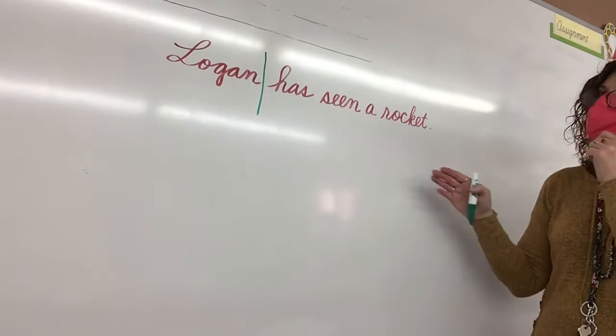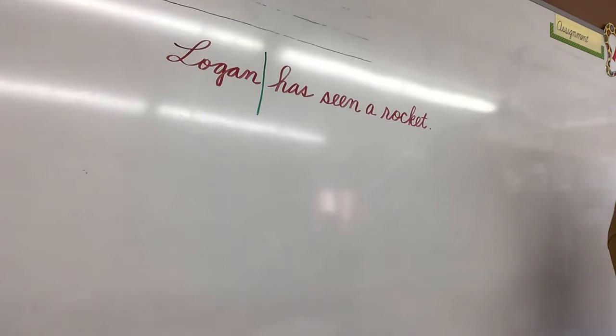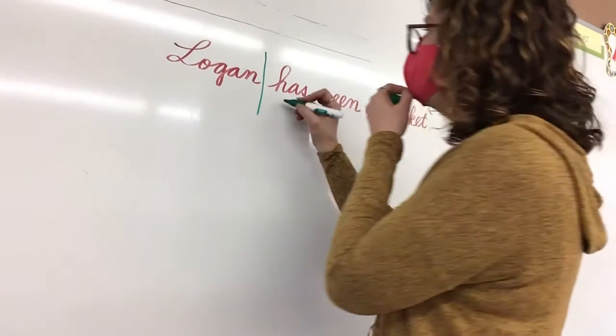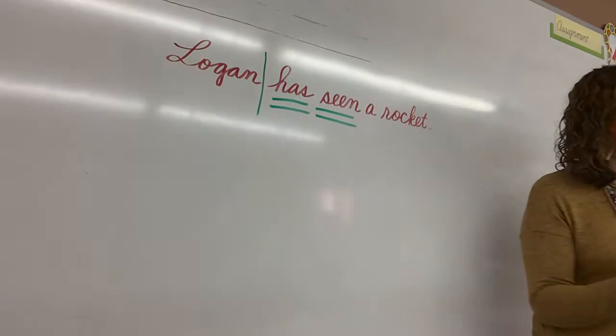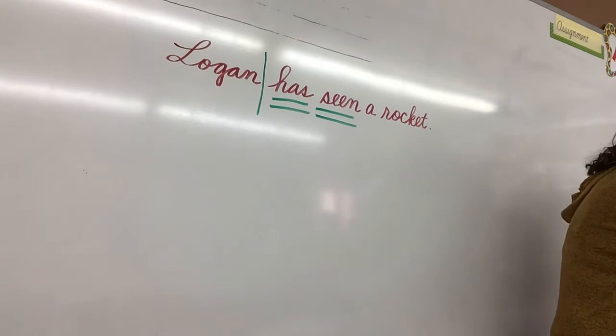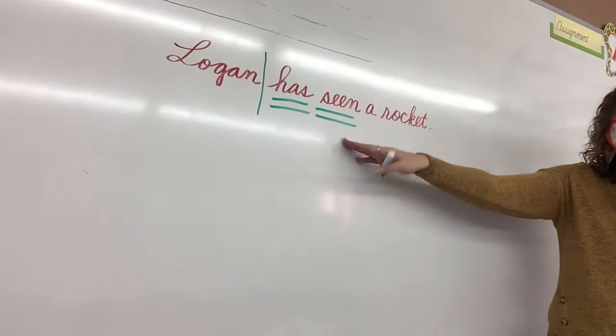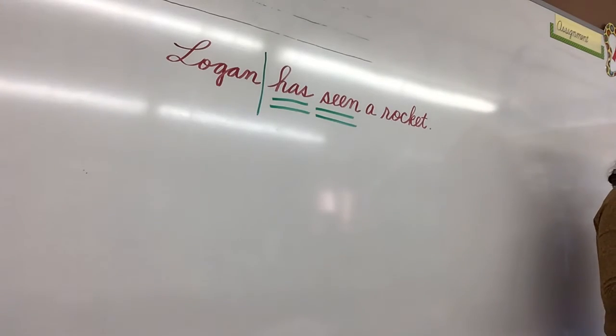So looking at the predicate part, we're going to find the verb. Pay attention. Has seen a rocket. What is the verb? Has seen. Notice there is a helping verb. Has. The action is seen. Seeing is something you can do, right? Yeah. Okay, so has is your helping verb. Seen is the action verb.